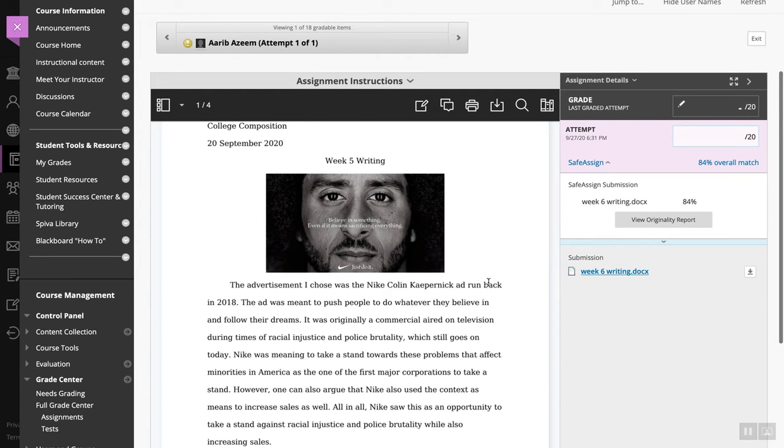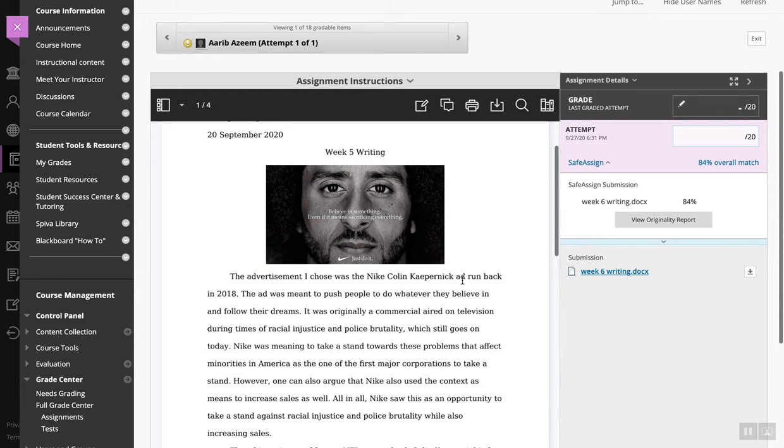I would also give this a read for awkward sentences. There's quite a few awkward phrasings throughout your paper. So you say the advertisement I chose was the Nike Colin Kaepernick ad run back in 2008. I would do some tweaking right here, because this phrasing is a little bit confusing.